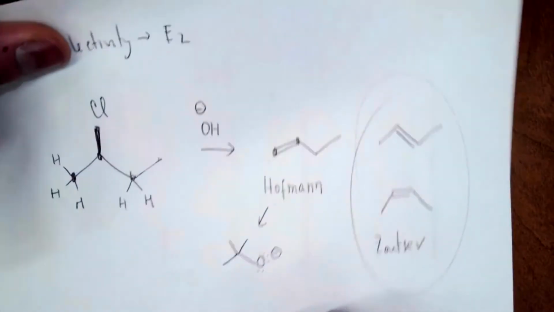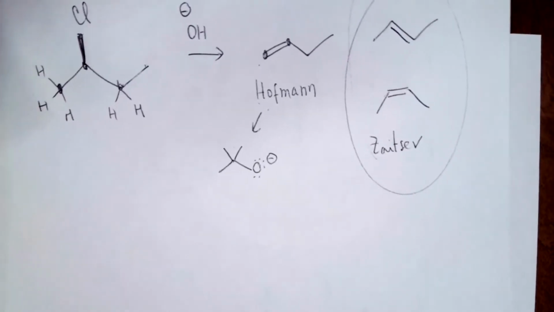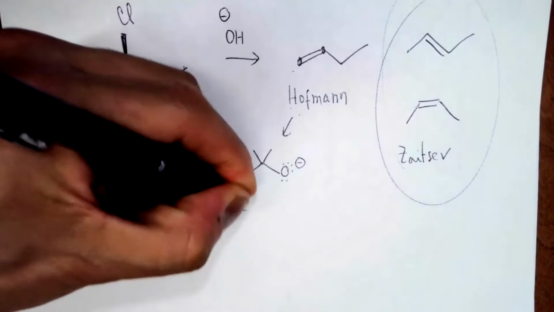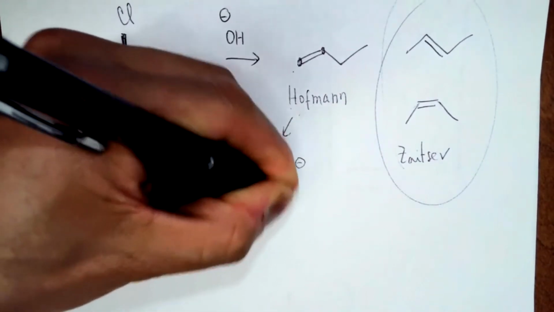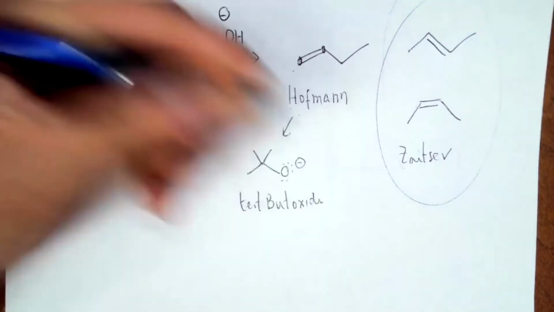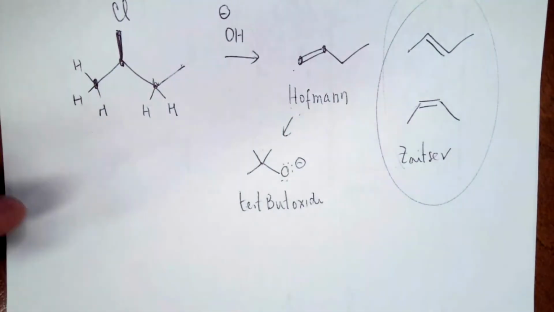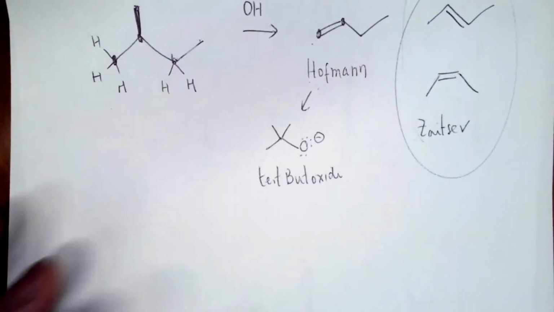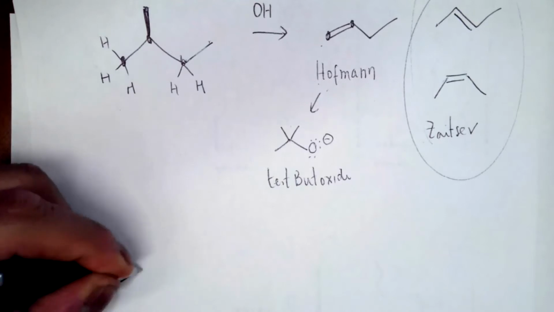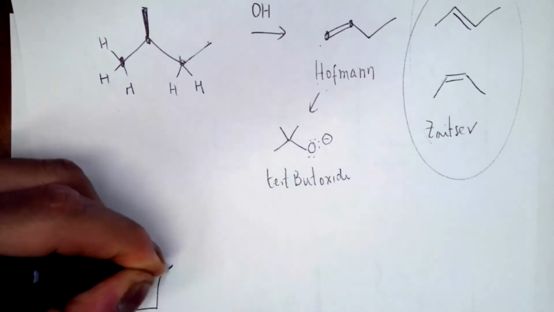Terburoxide is the only one, there are many, but that's the only one that we're going to be learning. Terburoxide is the only base that is going to be making the Hofmann elimination. Okay, so if you tell me this, for example, I'm going to make a cyclopentene with a bromine.